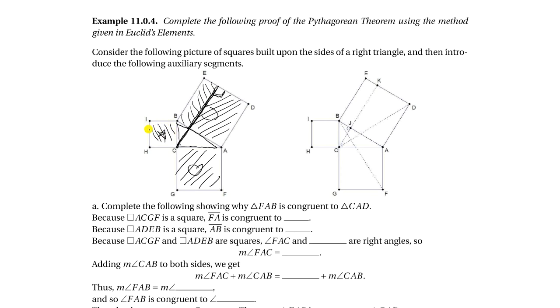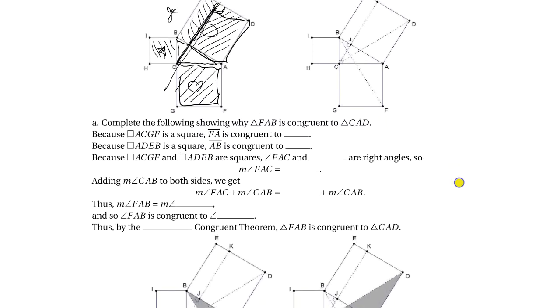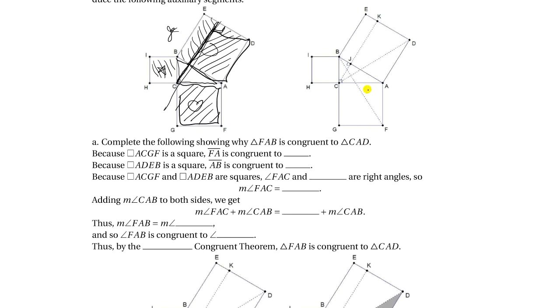So let's look at it in that way. When you look at this one, you don't need to look at those; just this one is enough. So let's start. Over here, let's compare triangle FAB and triangle CAD. Let me change the color. We want to show that they are congruent to each other.